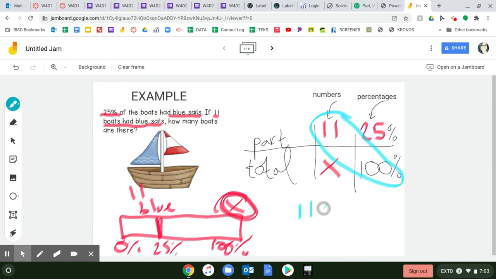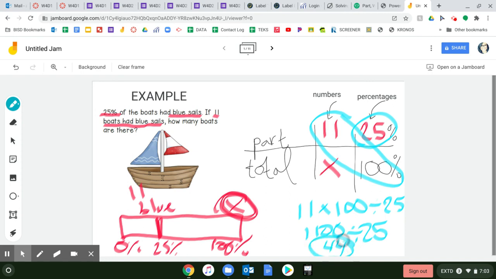11 times 100 and divide by that other number, 25. So I end up getting 1100 divided by 25. I know 25 goes into 100 4 times. It goes into 1,100 44 times. So my answer is going to be 44. And of course, you can solve that out the long way, or use reasoning strategies like I did, whatever helps for you.